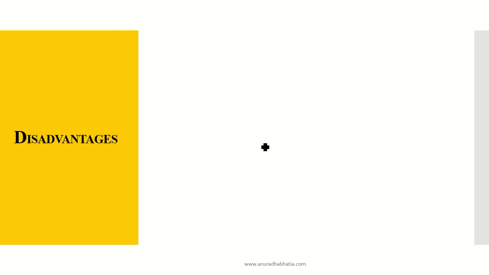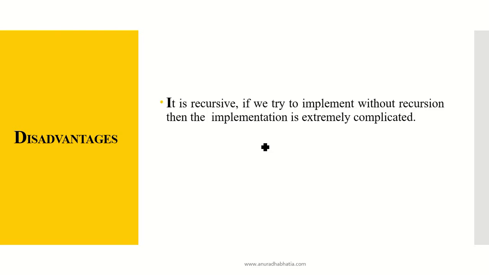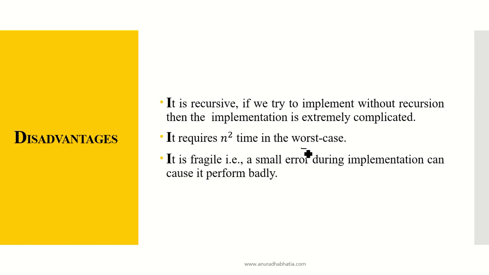Now what are the disadvantages of a quick sort? It is recursive, so if we try to implement without recursion, then the implementation is extremely complicated. It requires n square in the worst case of my complexity, that is, if I need to sort the elements, and then the n square is the worst case complexity for my quick sort. So quick sort uses recursion and a pivot element to sort the array in a particular list of elements. It is fragile, that is, a small error during implementation can cause it to perform badly. So we have to be very careful while implementing the quick sort.